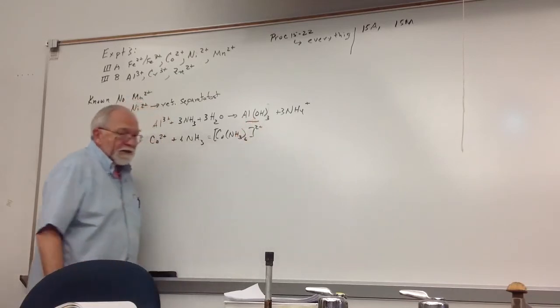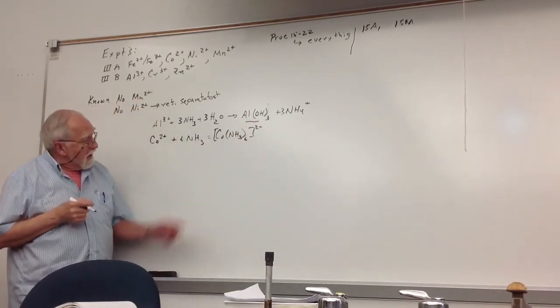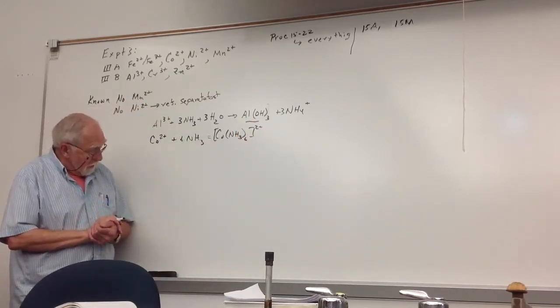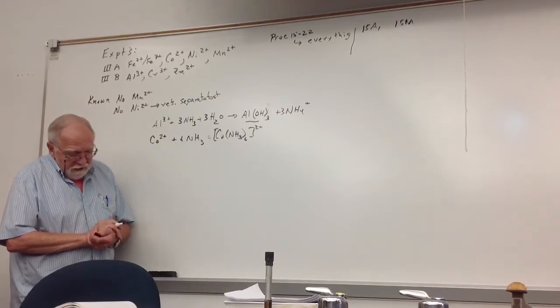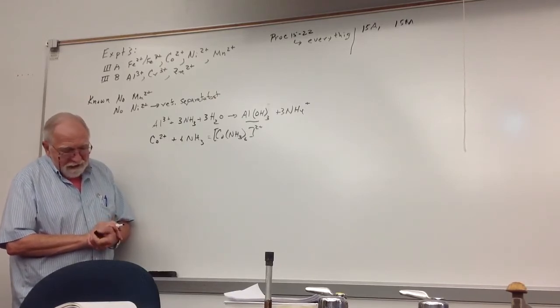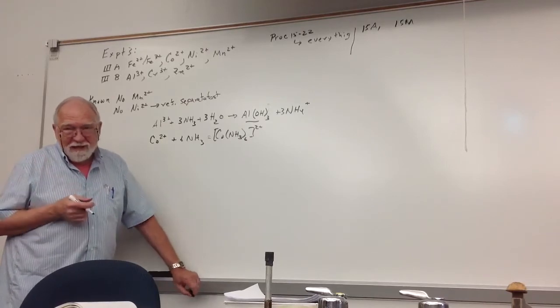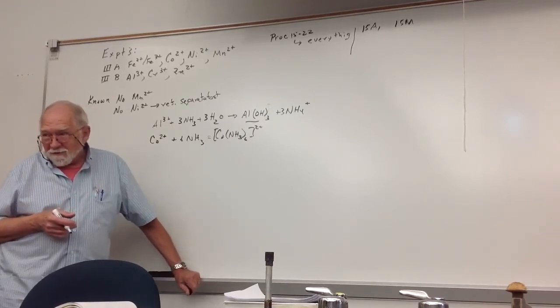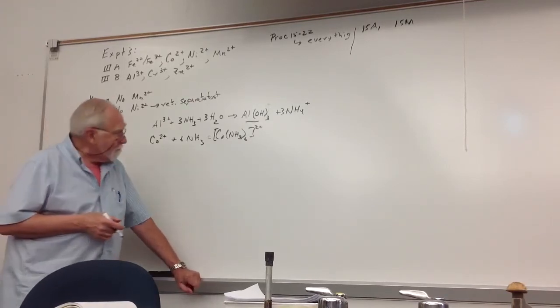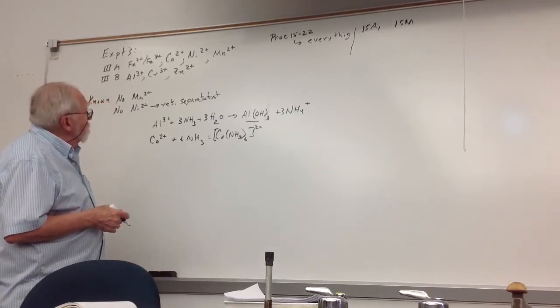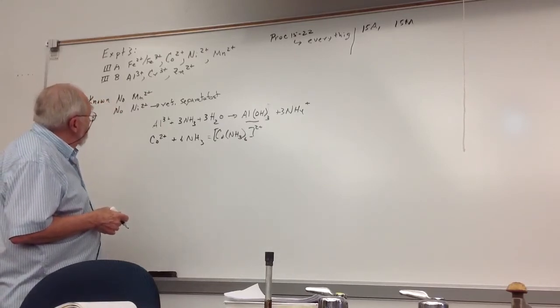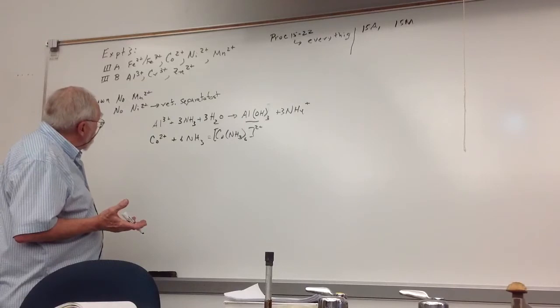Very simple equations. This is the hexamine cobalt-2 ion, and that's an amber color. Cobalt-3 makes one that's even more amber, and you say, what the heck is amber? It's a yellow-brown color. So those are the sorts of things when you add the ammonia to the ions.